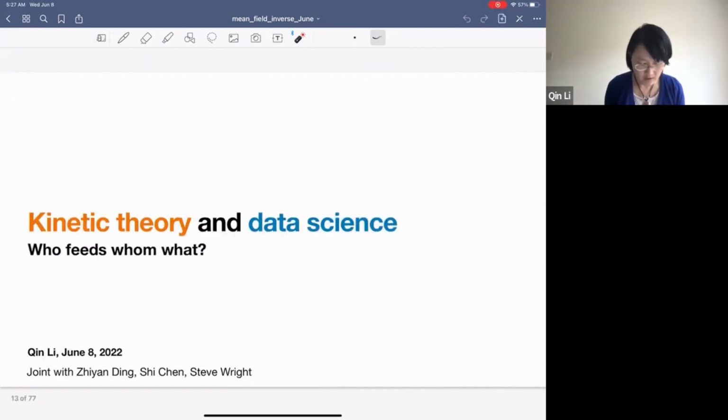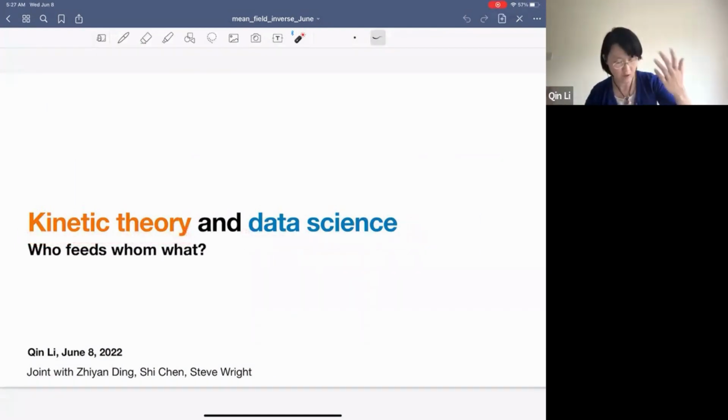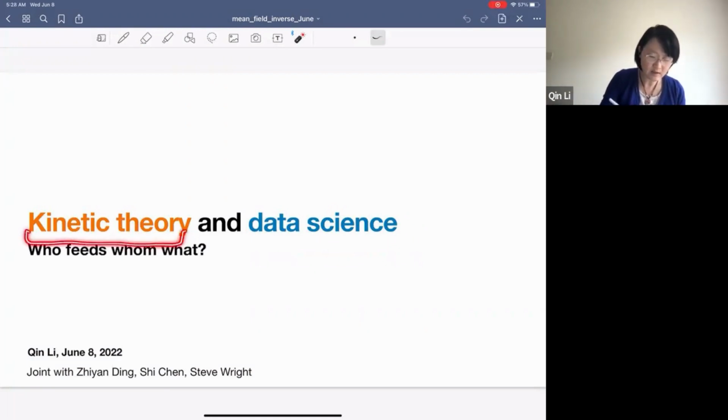So now the question is, on the surface, I don't know how you feel, but on the surface, I cannot really tell the relation between kinetic theory and data science. Data science asks for optimization techniques or Bayesian inference, etc. And on the other hand, kinetic theory looks for particle interactions. So what's the relation between these two?